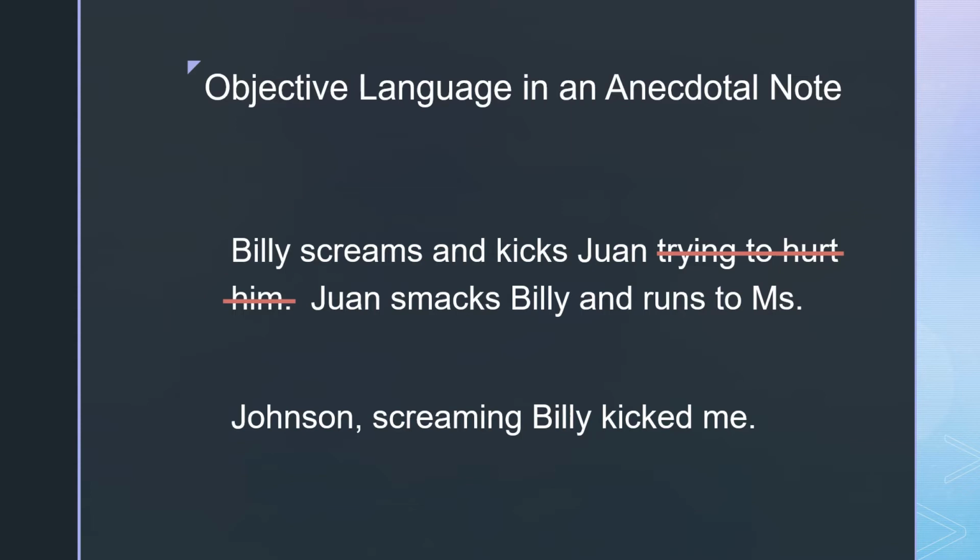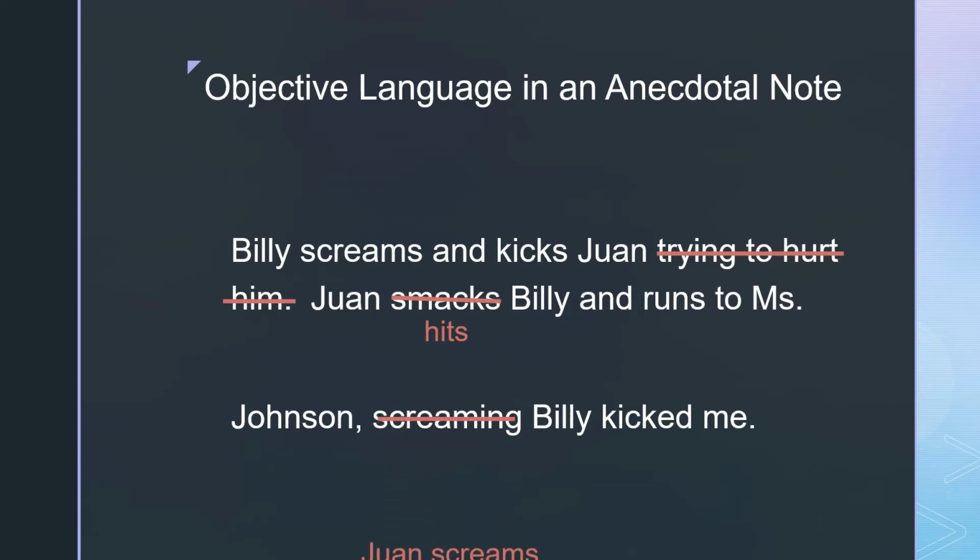Juan smacks Billy and runs to Mrs. Johnson, screaming, Billy kicked me. Again, we've got the same issue with smacks that we had with snatches. It's not the most objective term. We can take it away and use something like hits, both of them are very measurable. We know the difference between a hit and a touch, but in this case, hits is a more objective word. And runs to Mrs. Johnson, screaming, Billy kicked me.